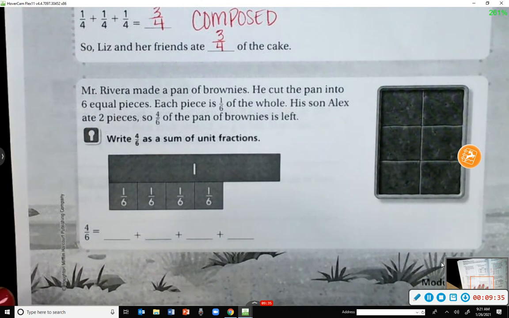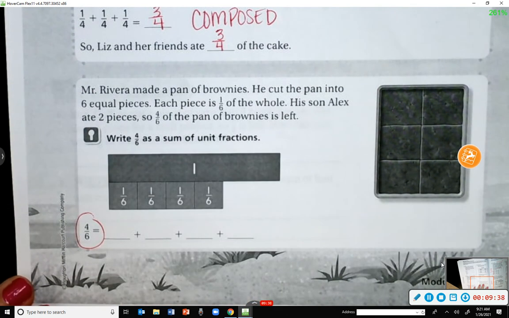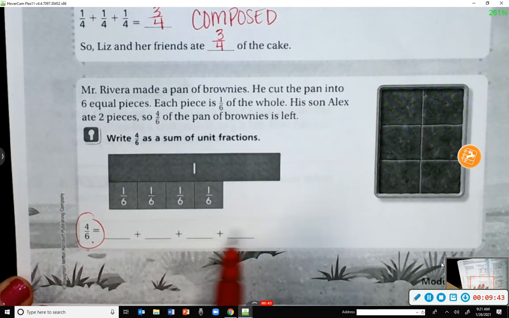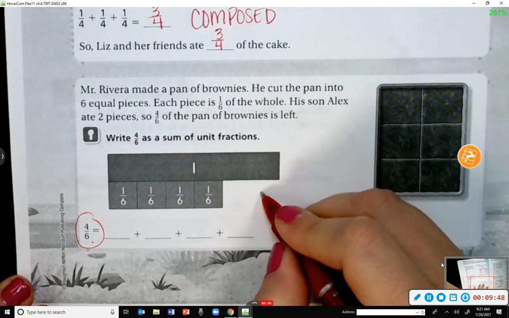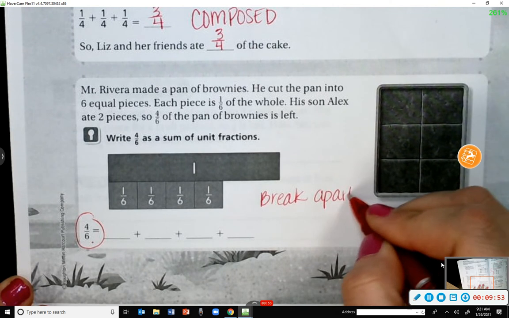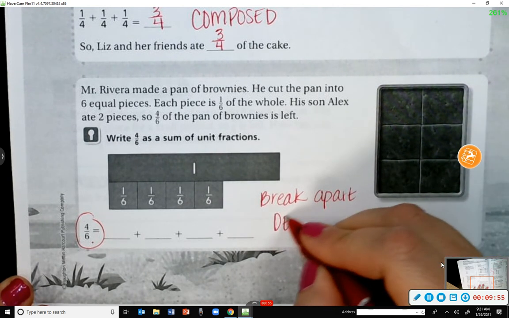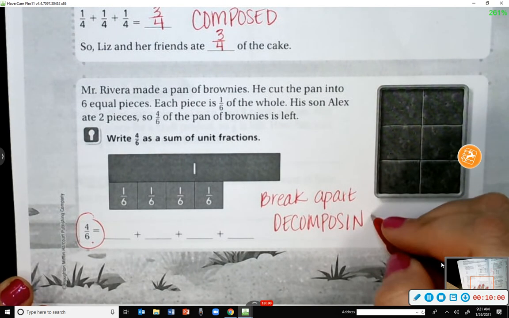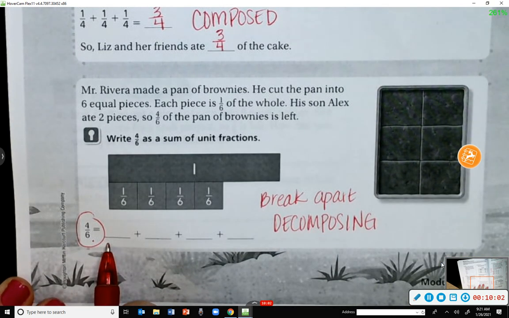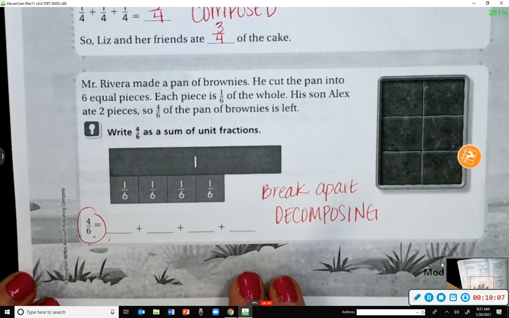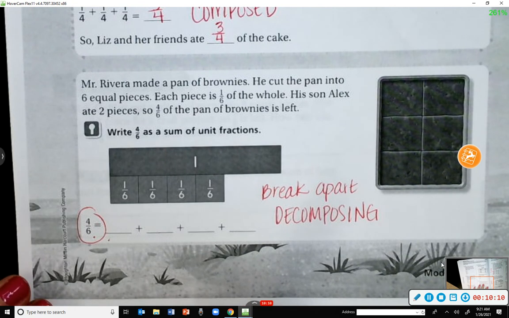So now we are given the big fraction, and we're going to break it apart. So if I'm taking a big fraction and breaking it into smaller pieces, what is that called? If I'm breaking it apart, what is that word we just wrote down in our spirals? Decompose. So we're taking 4/6 and we're decomposing into smaller pieces. So what would I put here on these blanks? What do y'all think? Bryson?